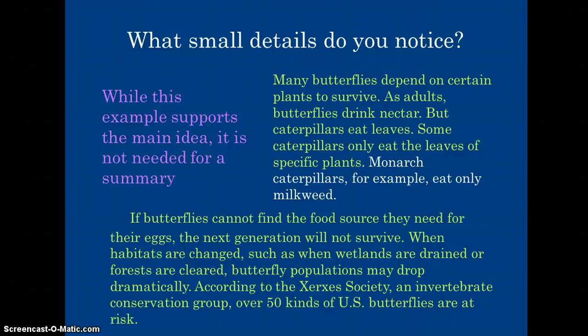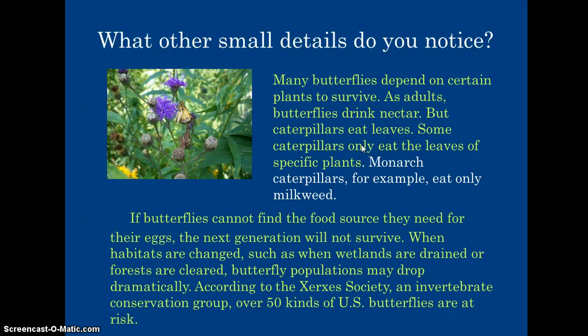Did you get this one in the first paragraph? That monarch caterpillars, for example, eat only milkweed? It's a great example, and I think everybody loves monarchs, but it's probably not something that we needed to understand, that caterpillars only eat specific plants. What other small details do you notice? Look in the second paragraph now.